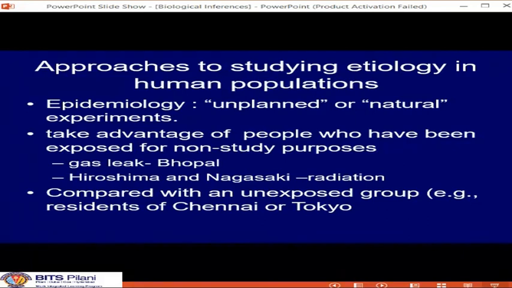So these are situations where we don't do anything. It sounds horrible, but an accident happened in Bhopal. A bomb happened in Hiroshima and Nagasaki. We are taking advantage of a natural or unnatural event to study something of our interest. So we rely largely on the documentation of what happened to human beings before and during and after that to make inferences.